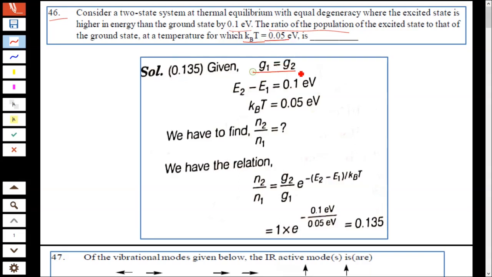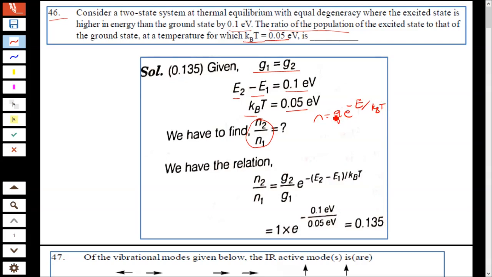Here the degeneracy is almost equal, where the energy difference E2 minus E1 is given, that is 0.1 electron volt. kBT is 0.05 electron volt, and you have to calculate the population. That is, the population n is given as n equal to g into e power minus E by kBT. This was the population given.